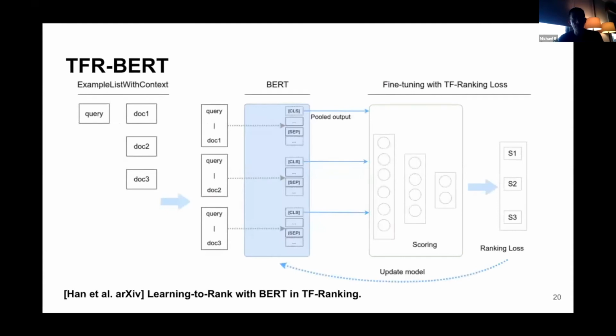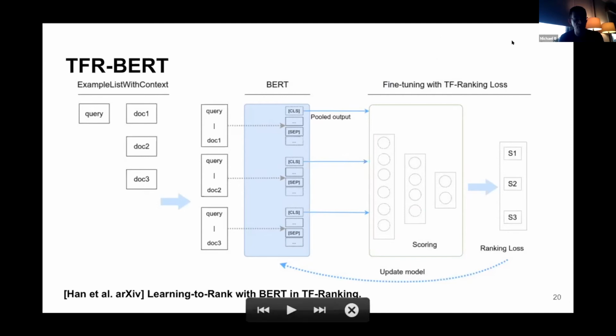TFR-BERT is a very simple adaptation of BERT to listwise ranking. The idea is very simple. As we talked about before, what we have here is we input an example list with context. The smart thing here is how do we encode the list using a BERT architecture? That's what TFR-BERT handles. We basically create these query-document lists using the BERT architecture. We then feed them into the scoring function and then update the model parameters with listwise losses or some other losses.